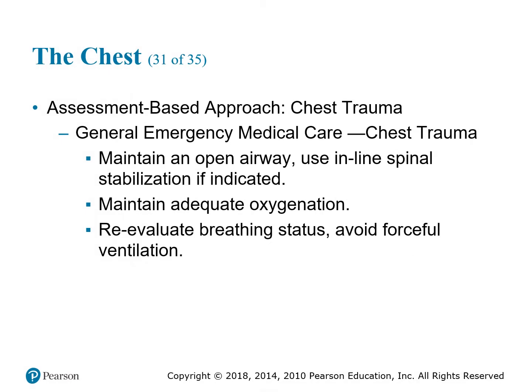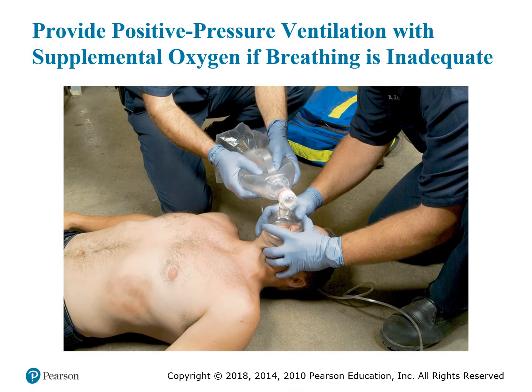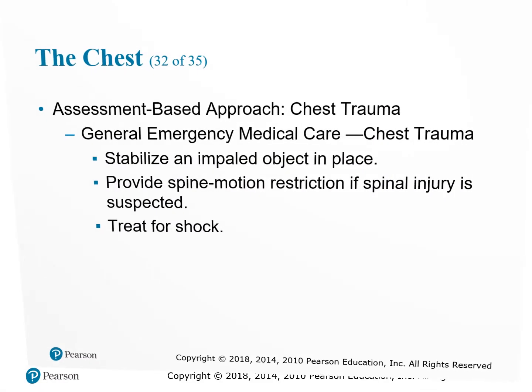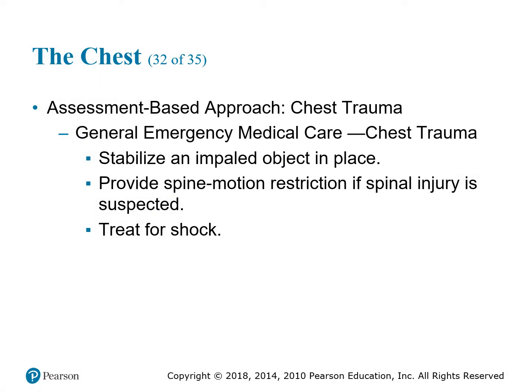Maintain an open airway, use inline spinal immobilization if indicated, maintain adequate oxygenation, and reevaluate breath sounds, avoiding forceful ventilations. Positive pressure ventilation with supplemental oxygen if breathing is inadequate. General emergency medical care for chest trauma: stabilize an impaled object in place, provide spine motion restriction if spinal injury is suspected, and treat for shock.